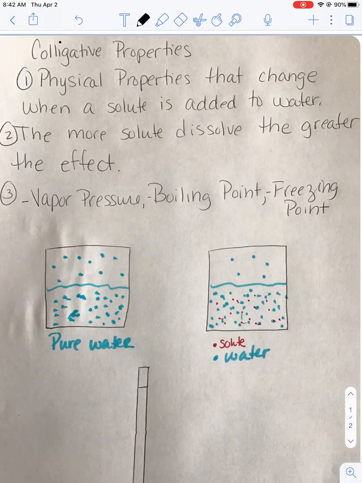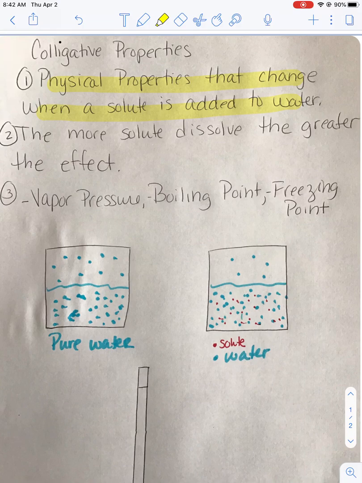Good morning, guys. I want to talk to you today about the last thing in the solutions chapter, which is called colligative properties. It's actually a word that you don't need to know for the Regents, but you do need to know the idea of physical properties that change when a solute is added. Again, what it is: physical properties that change when a solute is added to water.